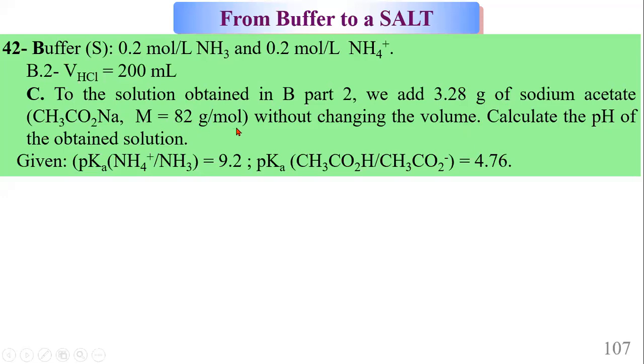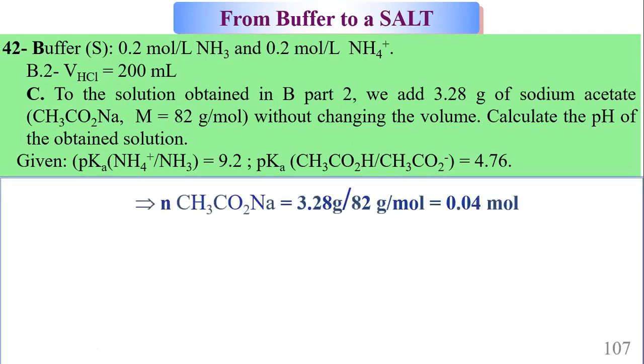And they gave you the molar mass without changing the volume. So we had no change in volume, and the total volume obtained in part B was 300 mL. Calculate the pH of the new solution obtained. Okay. So what are we adding? Sodium acetate, okay? And we're going to calculate the number of moles. They gave us grams, so grams divided by molar mass gives you the number of moles of the sodium acetate added, and of course, the number of moles of sodium acetate is the number of moles of the acetate added.